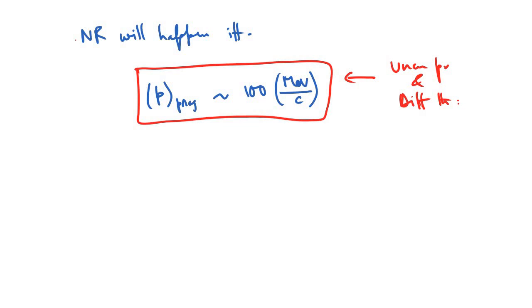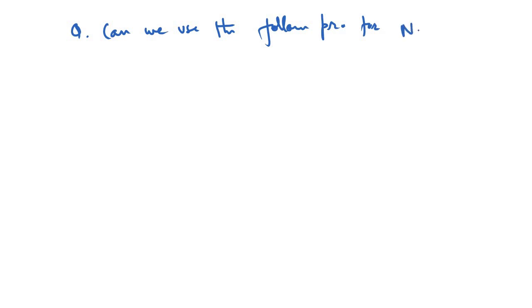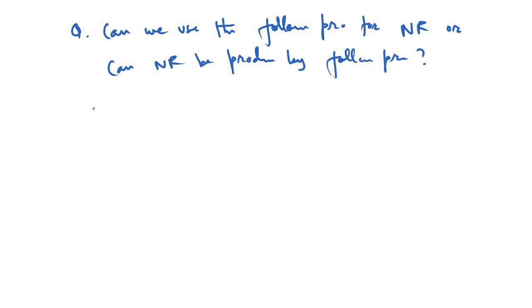Fine. Now let us consider some examples. That is important actually. So the first example is, so write it down. So the question is, can we use the following projectiles for nuclear reaction? Or you can say, can nuclear reaction be produced by the following projectiles? So what are the projectiles? Number 1 is 1 keV protons. See, here I am not giving any information about the target, I am just asking about the projectile. Again 1 keV protons, next 1 MeV protons.